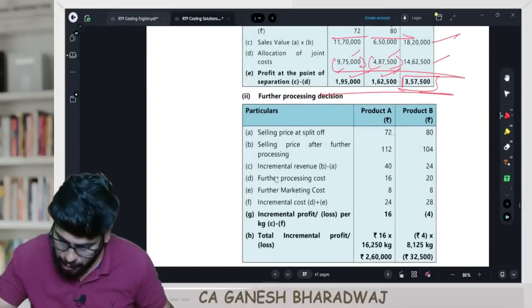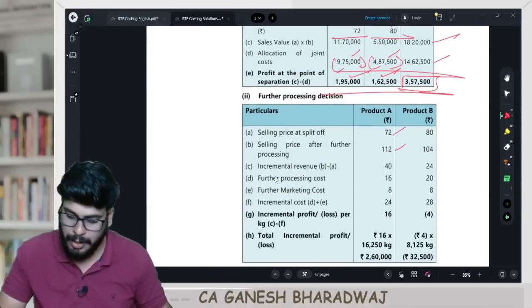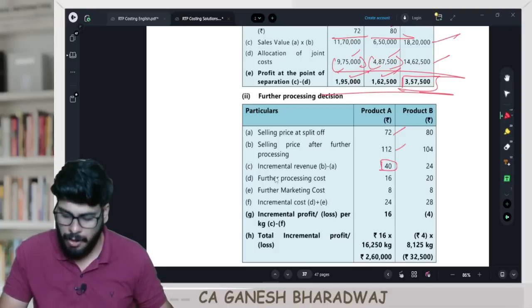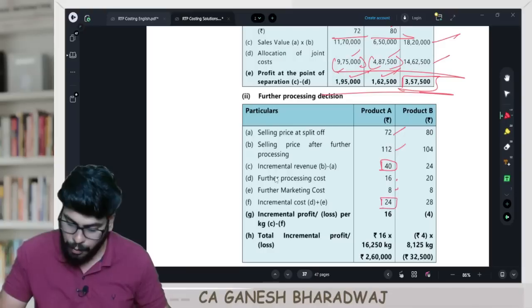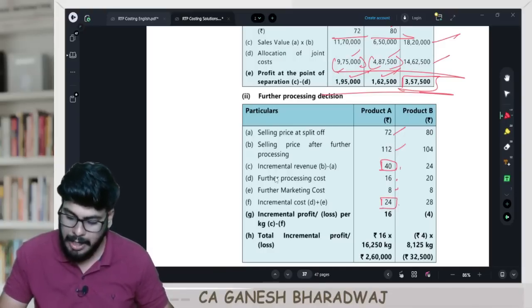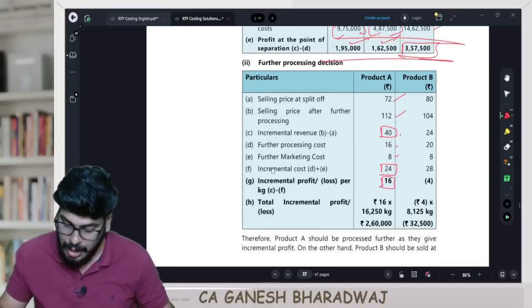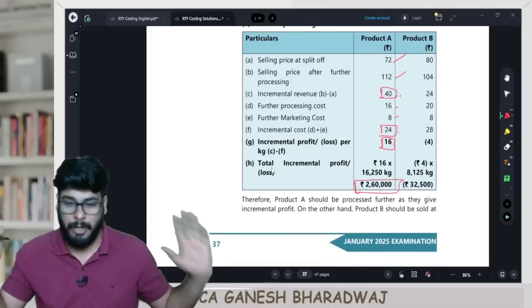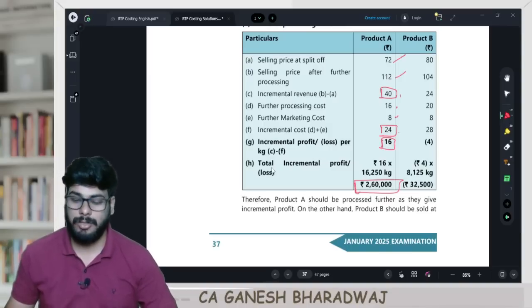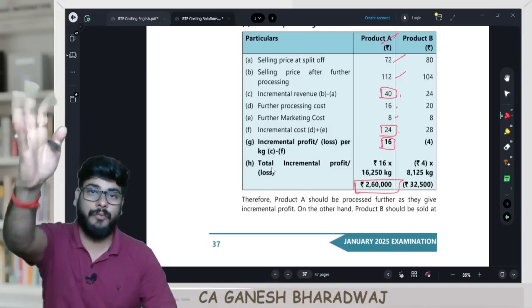Selling price at the split off point 72, after further processing 112, incremental revenue is how much? 40. Further processing cost, further marketing cost 16 plus 8, 24 rupees the incremental cost. Incremental profit is going to be 40 minus 24 is going to be 16 rupees, right? And 16 into 16,250, you get an incremental profit of how much? 2,60,000 rupees. Product A makes sense to further process.